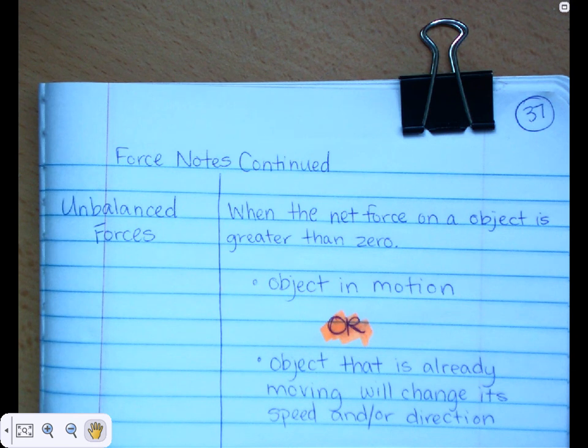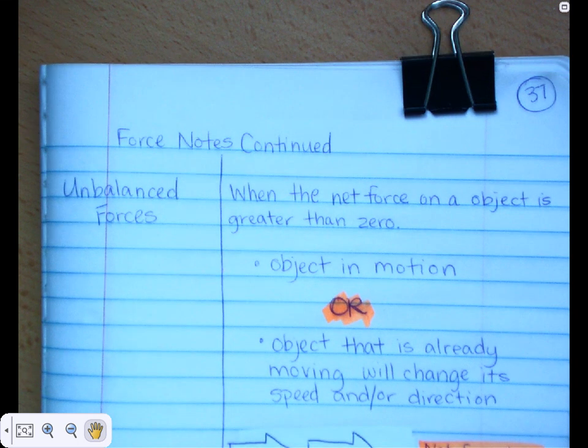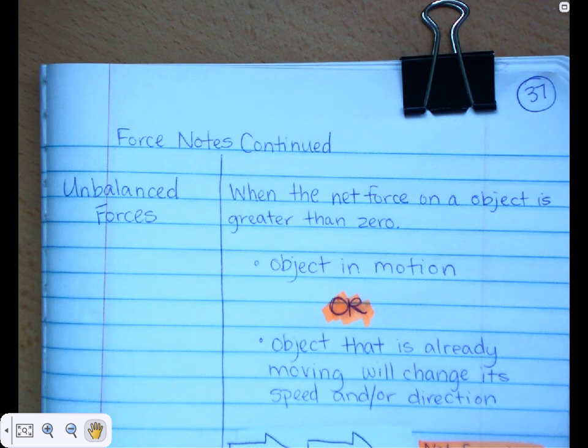Okay, so we just talked about when Brian and I were pushing each other, because you saw that I was so awesome and won. Okay, object in motion. Were we in motion?